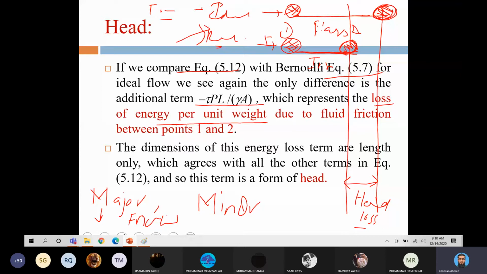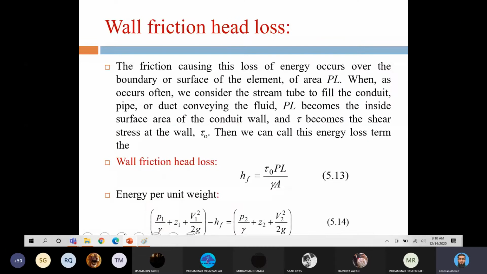So the dimensions of this energy loss term are length only, which agrees with all the other terms in the equation. This term is in the form of head, just like head p over gamma we considered in the very initial lectures. So, wall friction head loss. The friction causing this loss of energy occurs over the boundary or surface of the element of area PL. Perimeter times length. So this is the length and it is perimeter P. Area would be PL. Capital P denotes perimeter, small p denotes pressure.